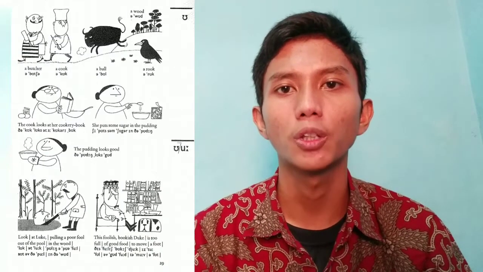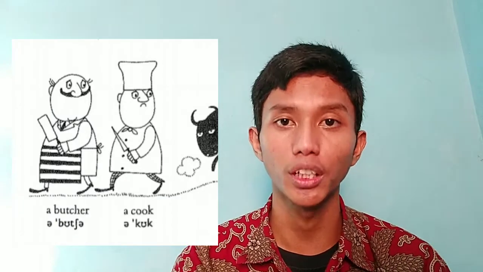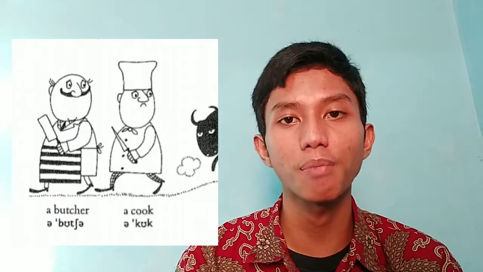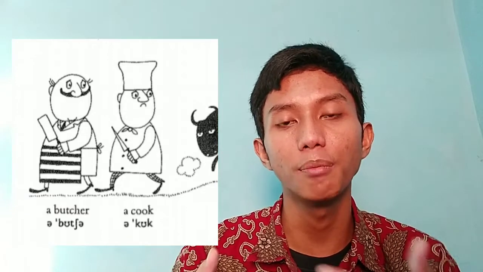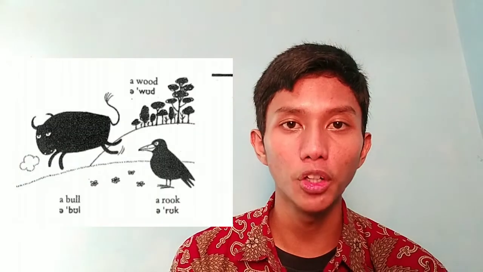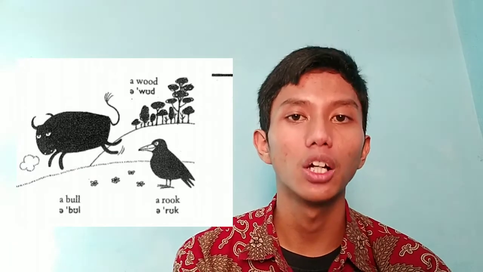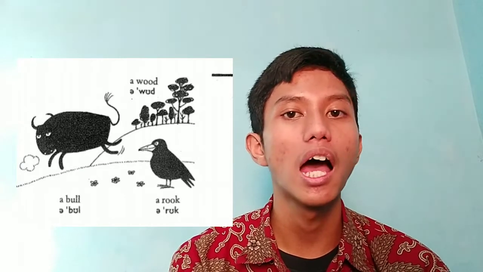This is page 29. We would like to pronounce U. For example, in the first picture, we can see butcher and a cook. So it's like the first page. It's about the intonation of the middle of the word. Butcher, a cook. Beside it, there are bull and a rook. Rook, bull.